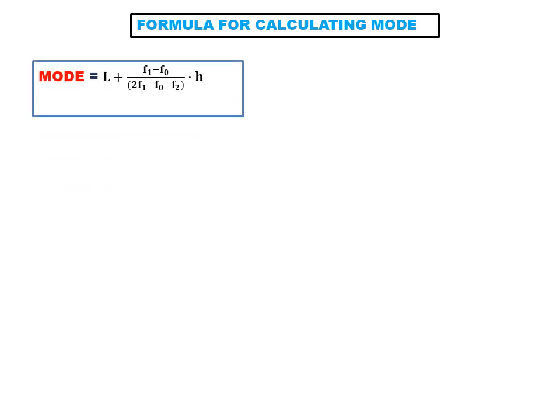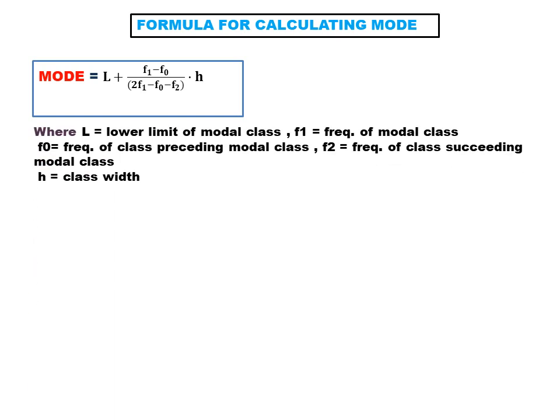Let's move on to the next formula, that is for calculating the mode. Mode is the highest number of times that number is appearing, right? So that number which is appearing the maximum number of times, right? So mode is equal to L plus f1 minus f0 upon 2 f1 minus f0 minus f2 into h, where L is again the lower limit of now the modal class. How are you going to find the modal class? I'll let you know. f1 is the frequency of that particular modal class.